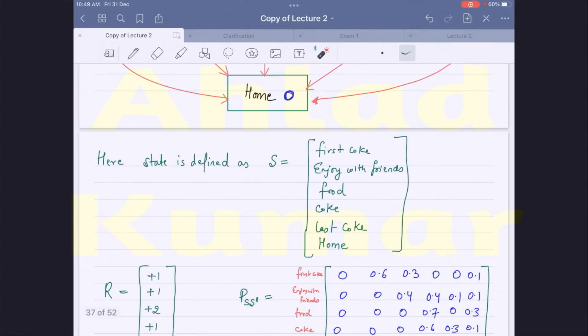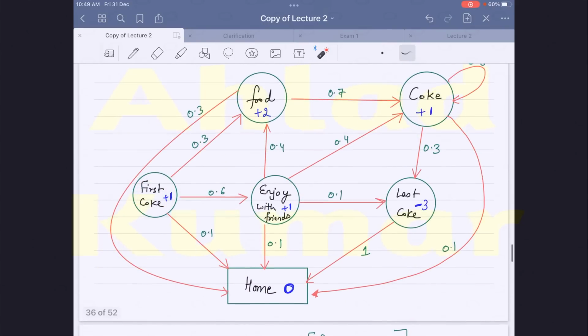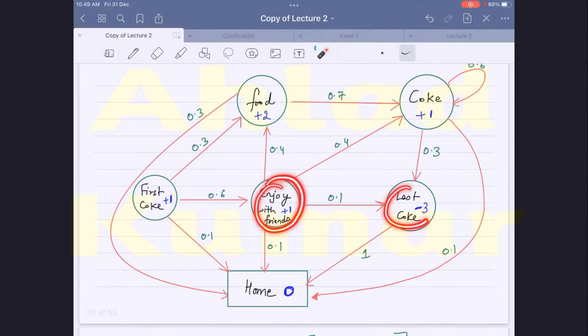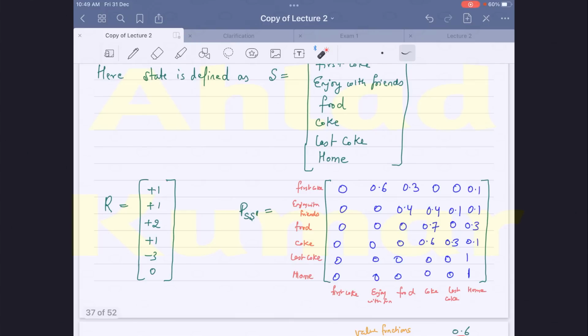If you see the matrix representation, states are represented as a one-dimensional vector, which is given over here. We have all these states defined here: first Coke, then food, enjoy with friends, last Coke, then Coke continuously, and then home, coming back home. All these states are already defined in a one-dimensional vector. Now recall, as we discussed earlier, the rewards will be in a column vector like this, and not in matrix form as in the earlier case.